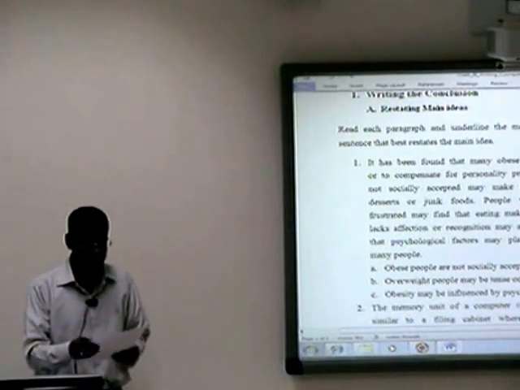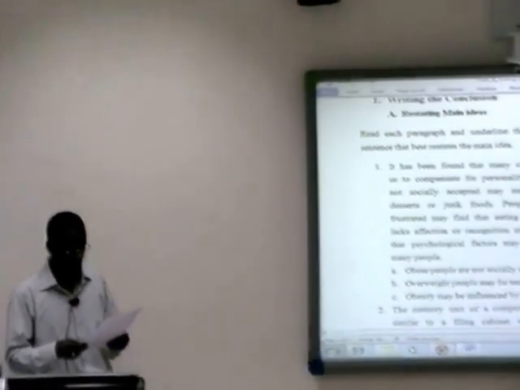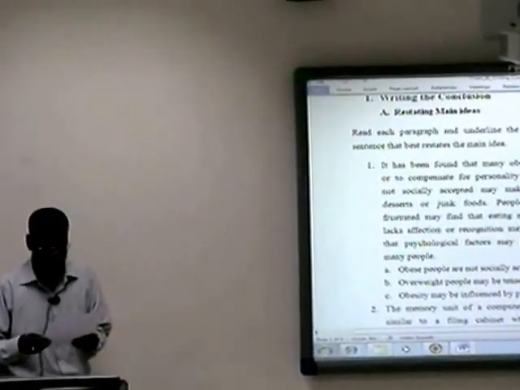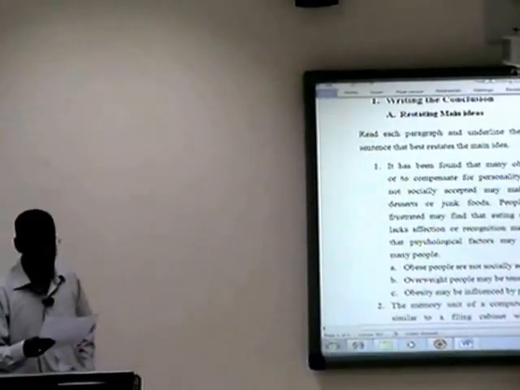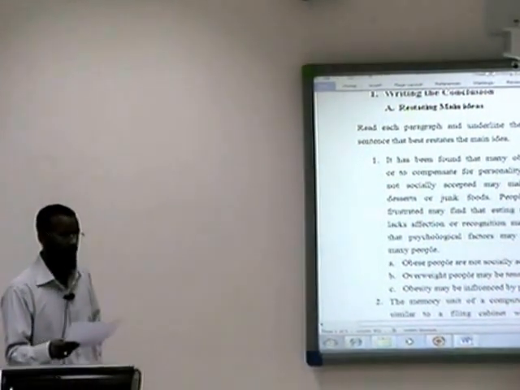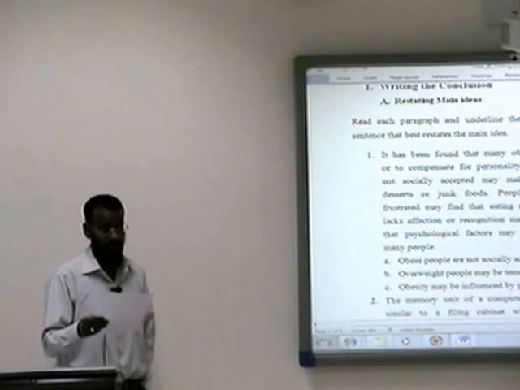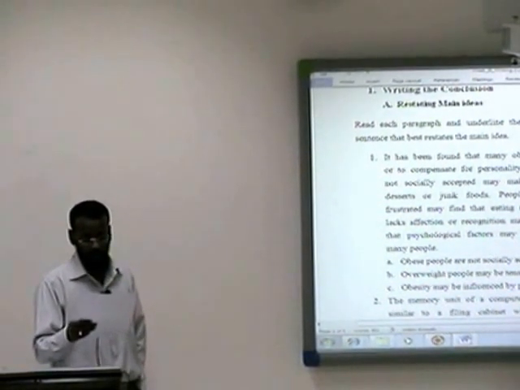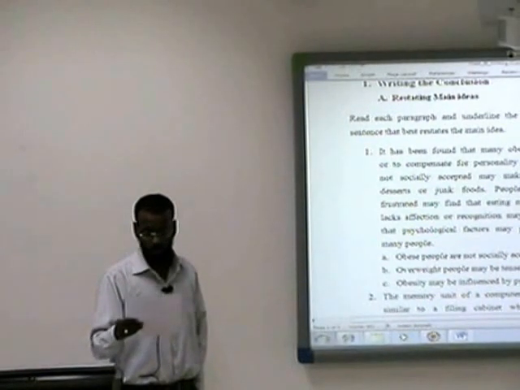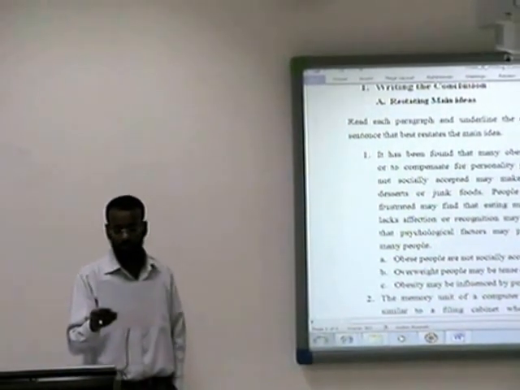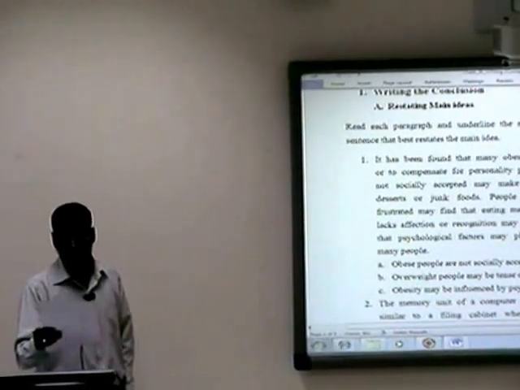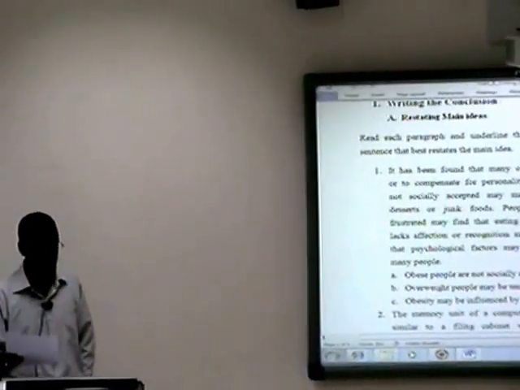People who are tense, afraid, bored, or frustrated may find that eating makes them feel better. A person who lacks affection, no one loves him, or he feels that no one loves him, may also turn to food, resort to food. There is evidence that psychological factors may play a role in obesity problems for many people.